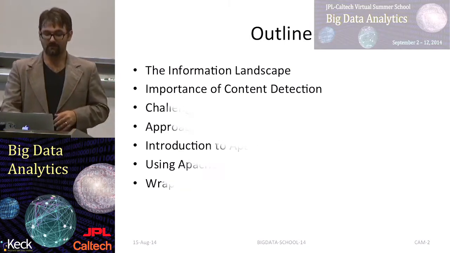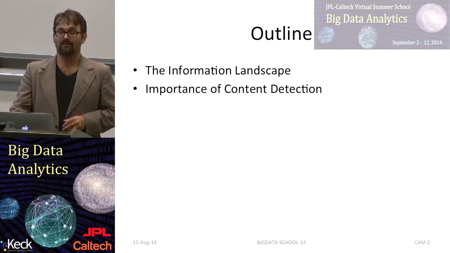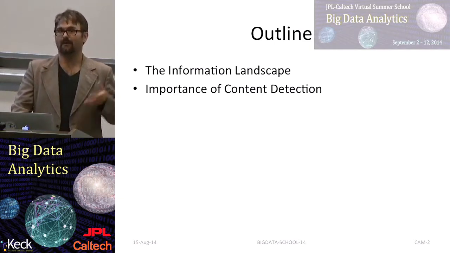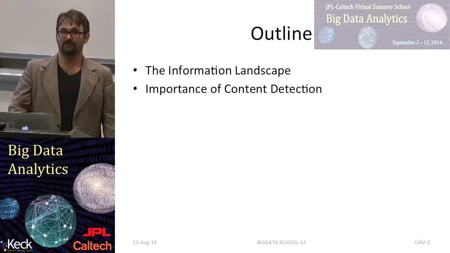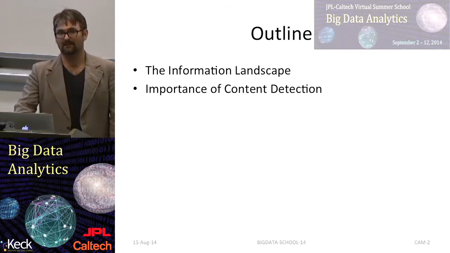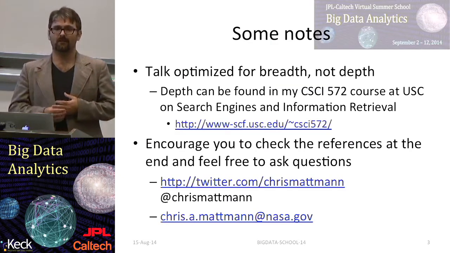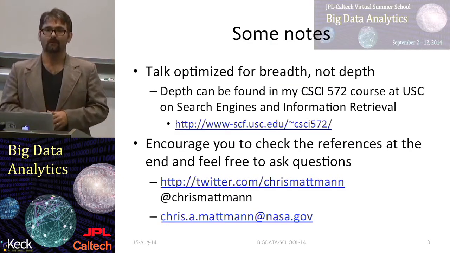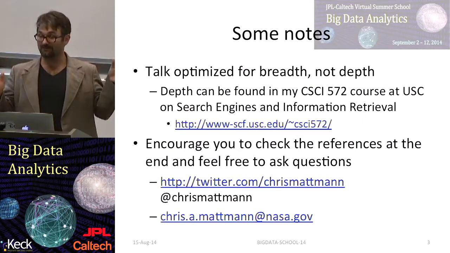So this first module will cover the information landscape and the importance of all the different content types out there, and the importance of automatic approaches for detecting those types and for eventually extracting text, metadata, and information from them. So just some quick notes again. This talk is optimized for breadth, not depth. We're going to cover a lot of things in this talk, so I'm going to try not to talk too fast.